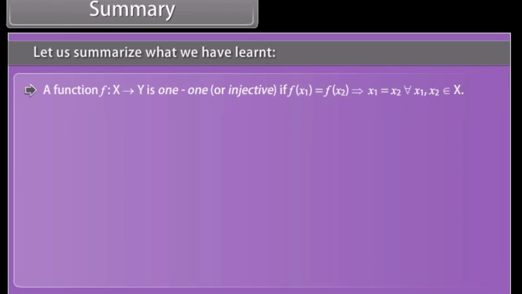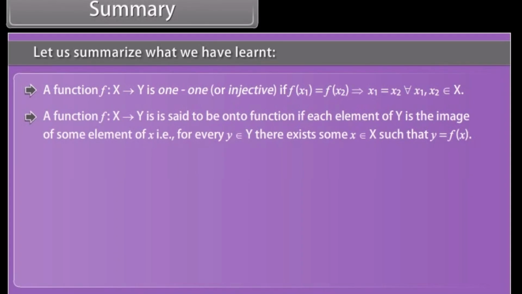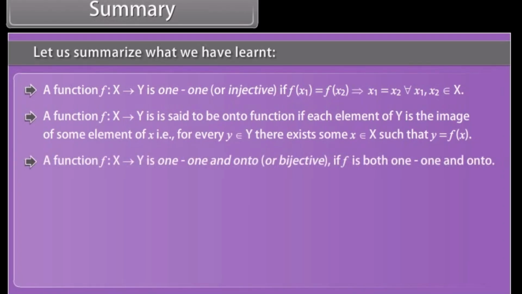A function f from X to Y is one-one or injective if f(x1) equal to f(x2) implies that x1 is equal to x2 for each x1, x2 belongs to X. A function f from X to Y is said to be onto function if each element of Y is the image of some element of X, that is, for every y belongs to Y, there exists some x belongs to X such that y is equal to f(x). A function f from X to Y is one-one and onto or bijective if f is both one-one and onto.